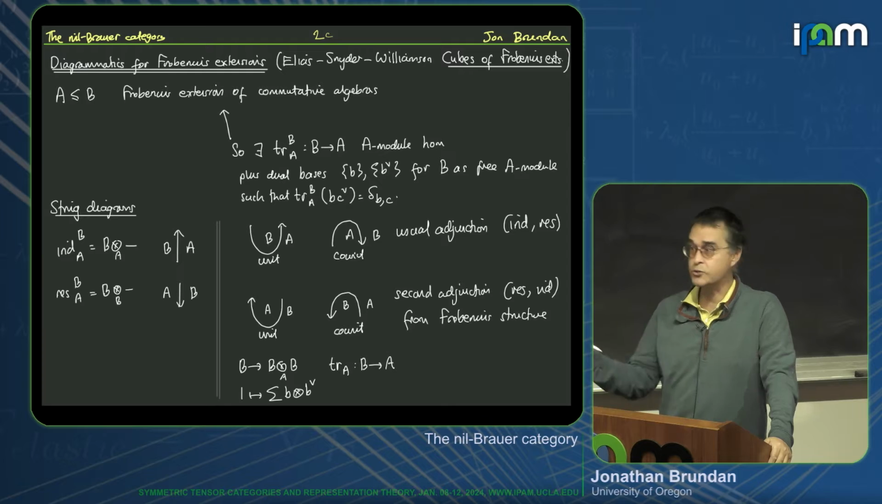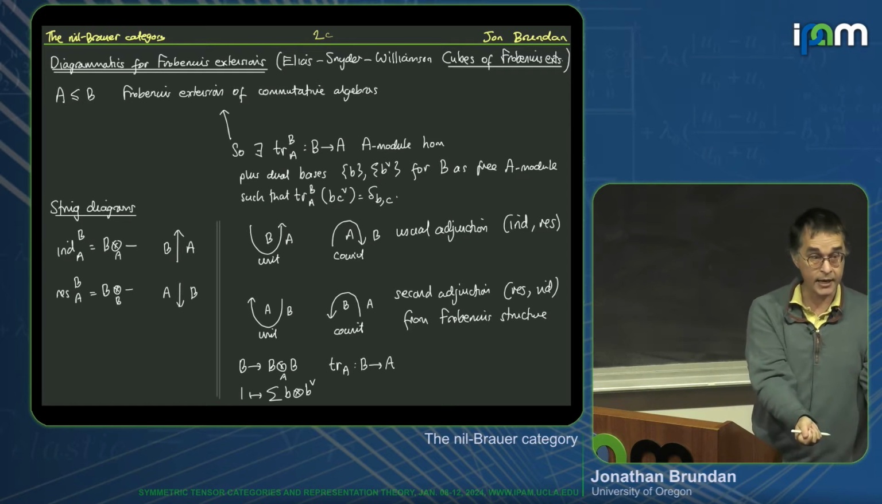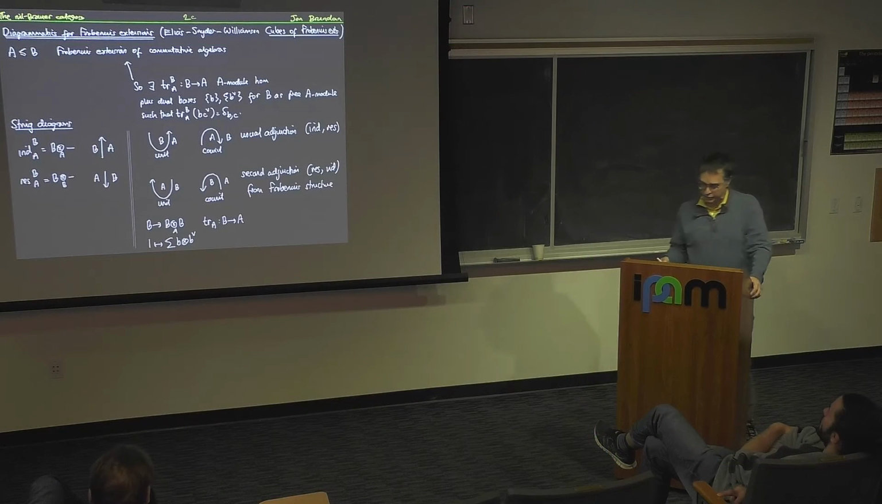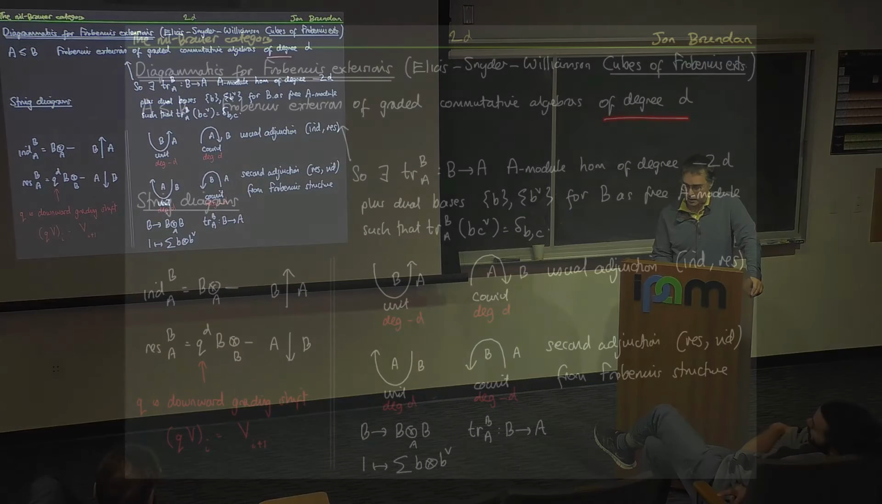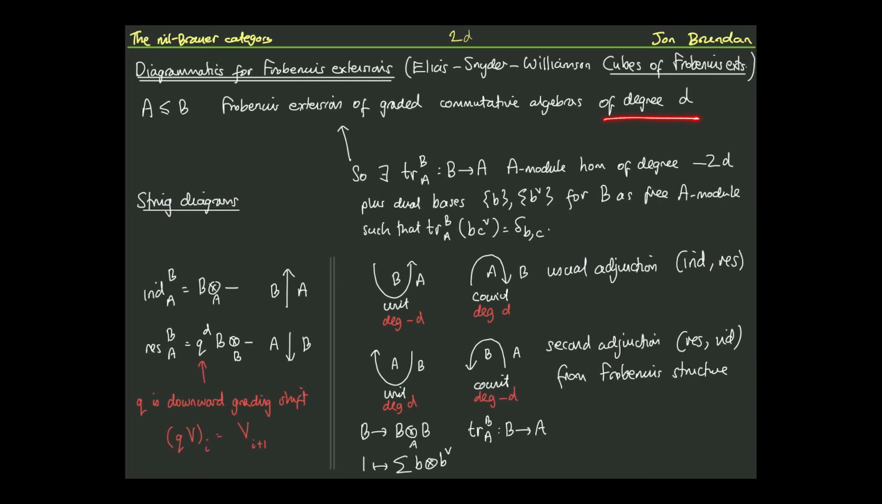The example I'm going to be using this for, my algebras are going to be graded algebras. They're going to be commutative graded algebras. And I don't want to really dwell on the grading, but I've added the word graded there. A graded Frobenius extension of degree D. That means that the trace map should be a homogeneous graded bimodule homomorphism of degree minus 2D.